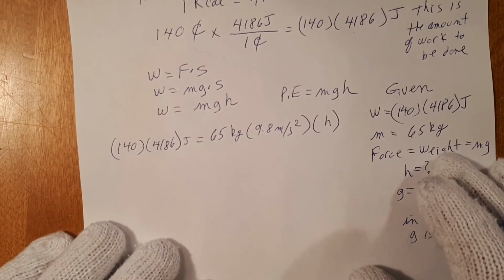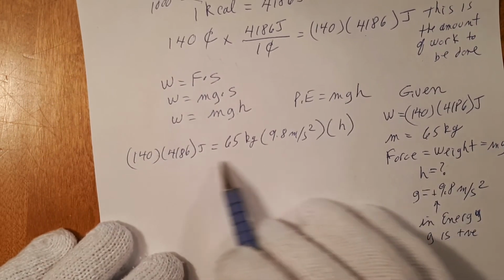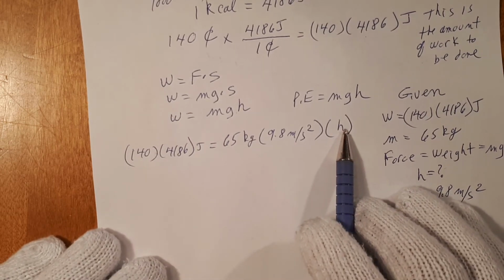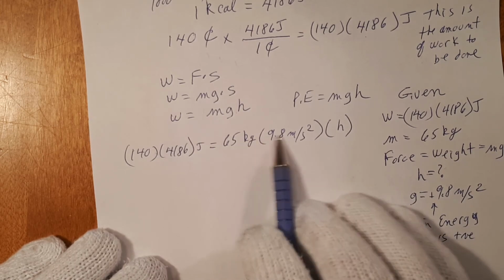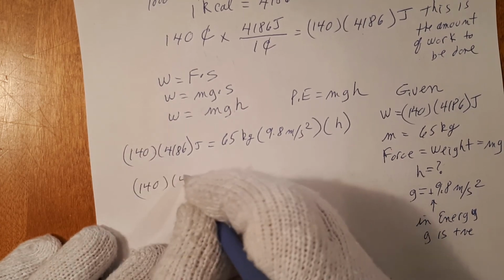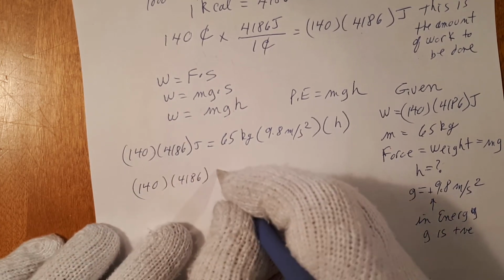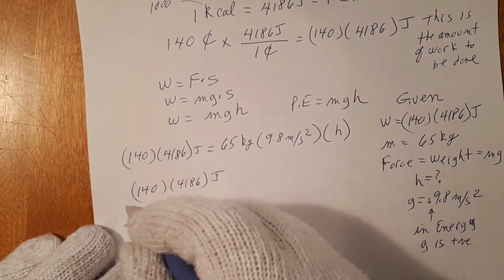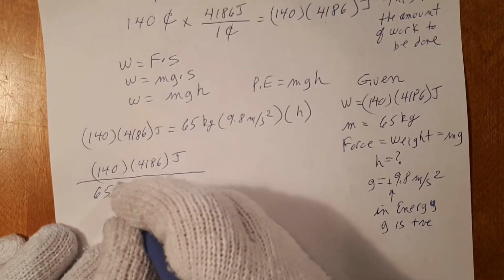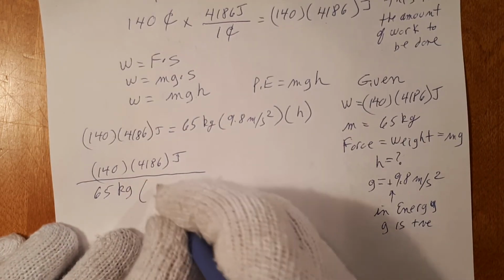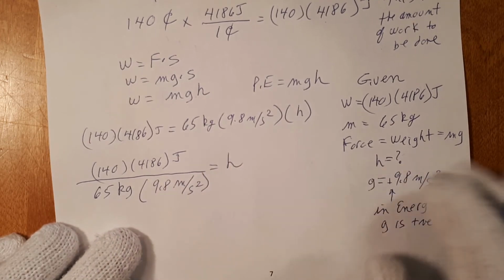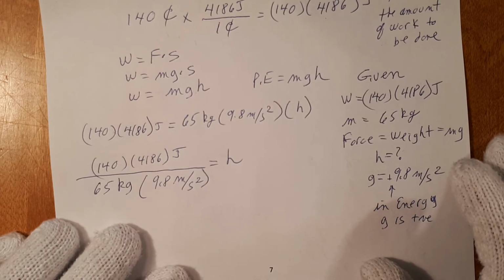All that's left now is a little bit of mathematics. So everything here is multiplied. We want to isolate h. We need to divide both sides by these two terms. Doing so, 140 times 4186, and this is in joules, divided by 65 kilograms times 9.8 meters per second squared is equal to the height that we are looking for.